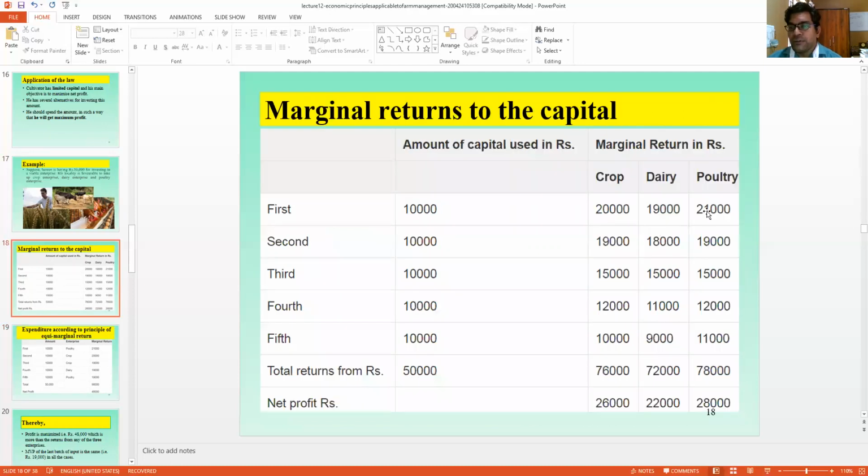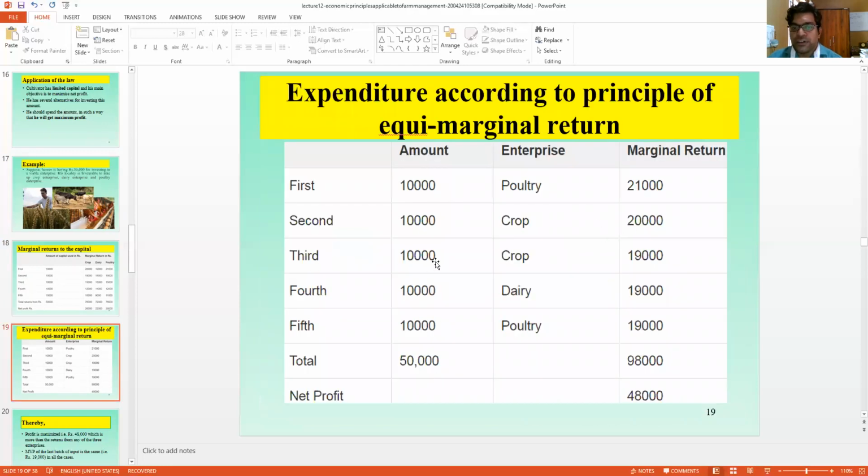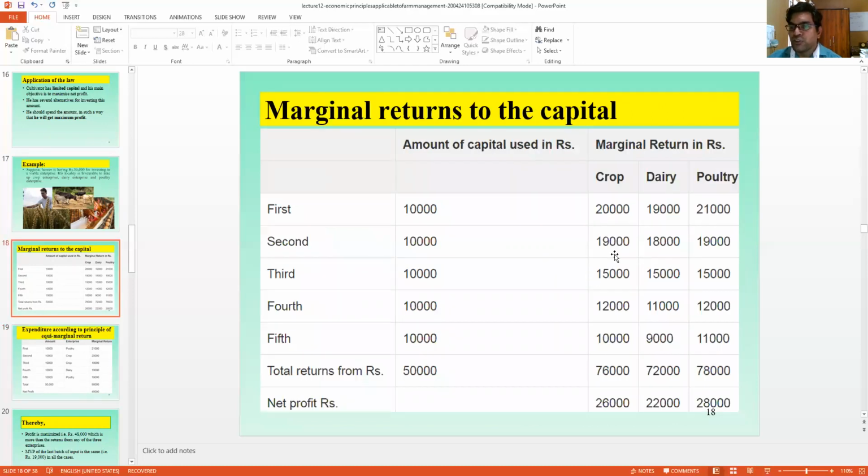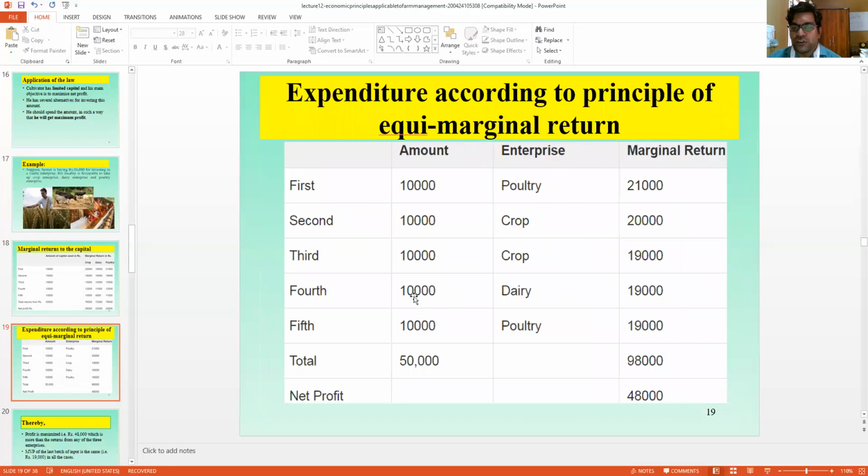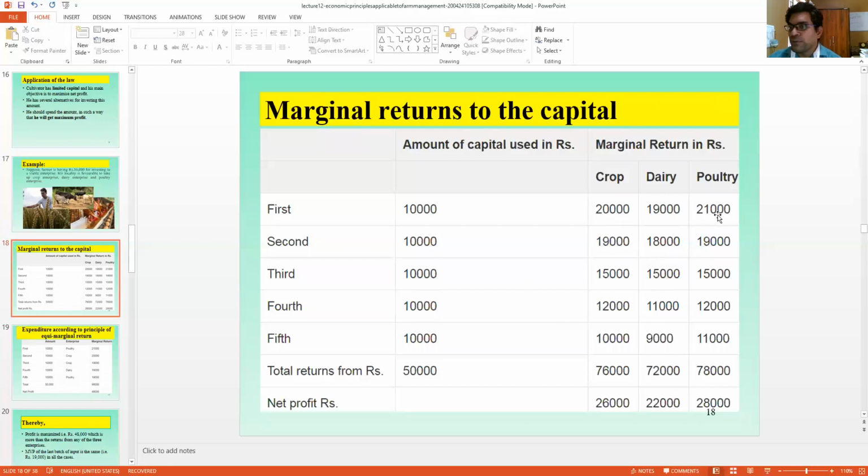Why? You see here, the farmer has got 10,000 rupees. Now he can allot to crop because the crop is giving MVP of 20,000 rupees, right? The third 10,000 rupees should be given to crop again because the crop is yielding 19,000 rupees, right? So 21,000, then 20,000, then we have dairy now, 19,000. So the fourth 10,000 rupees should be given to dairy, 19,000. What about the fifth? So we have 21,000 from poultry, we have 20,000 from crop. So first and second parts are over.